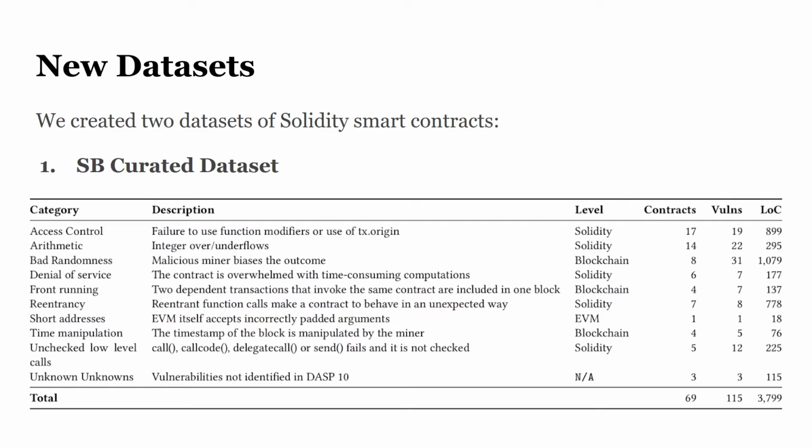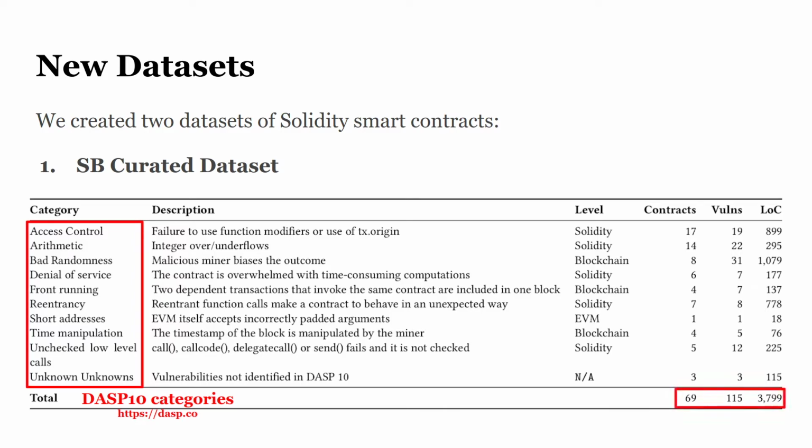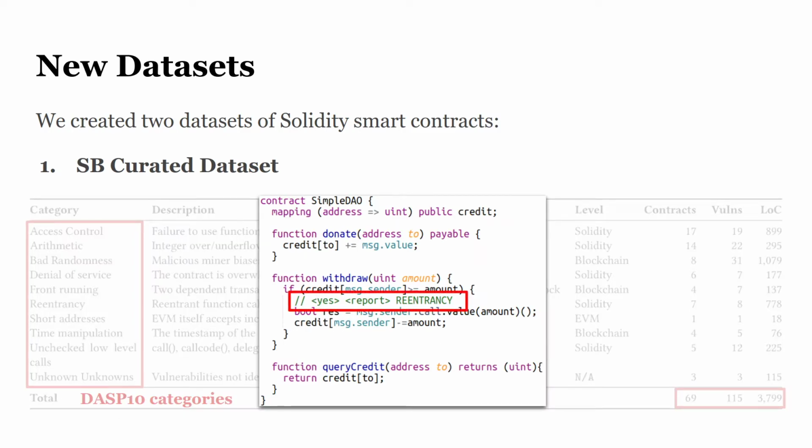For our first goal, we created two new datasets of Solidity smart contracts. The first is called SB Curated, and it is organized in the 10 DASP categories. It contains 69 contracts with a total of 115 tagged vulnerabilities. Contracts are annotated by tagging lines with the corresponding category of vulnerability as shown in the image.